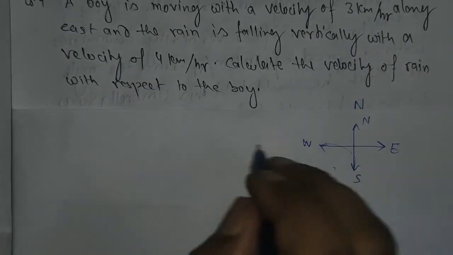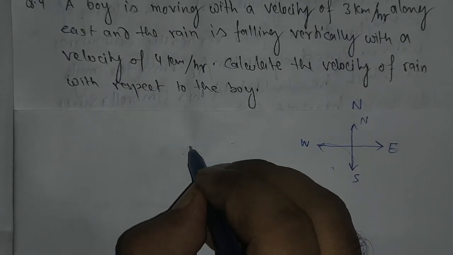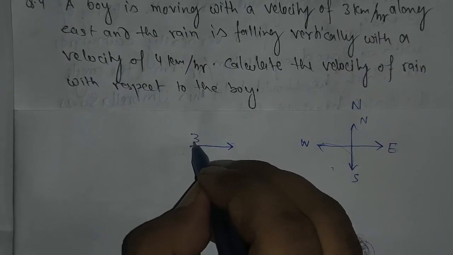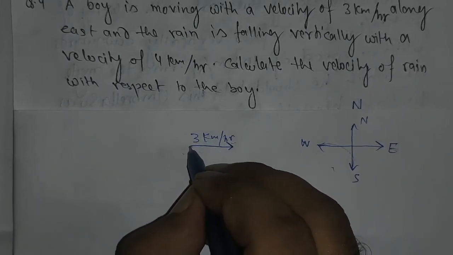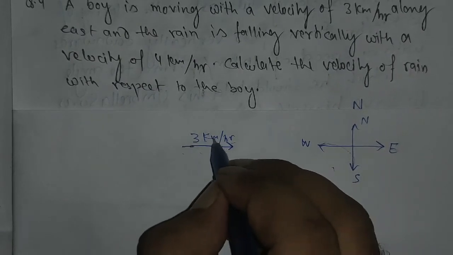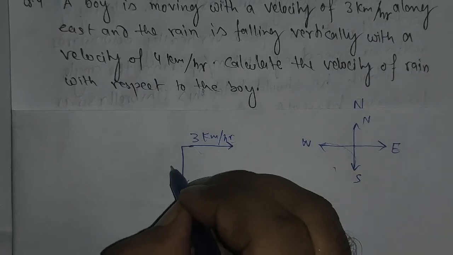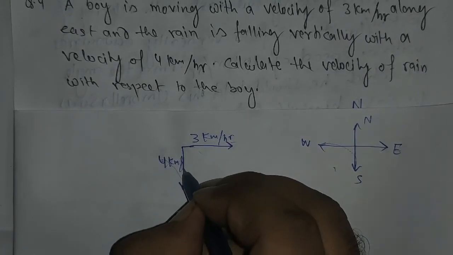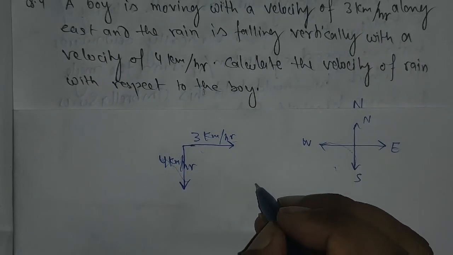Okay students, in this question it is given to us the velocity of the boy is 3 km per hour and he is moving along east direction. So it is 3 km per hour along east, and the rain is vertically falling downwards with the velocity 4 km per hour. Okay, to get a clear picture, let me draw, students.